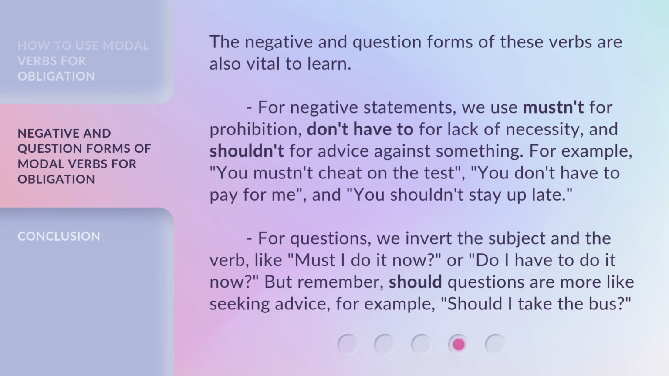The negative and question forms of these verbs are also vital to learn. For negative statements, we use mustn't for prohibition, don't have to for lack of necessity, and shouldn't for advice against something. For example, you mustn't cheat on the test, you don't have to pay for me, and you shouldn't stay up late.